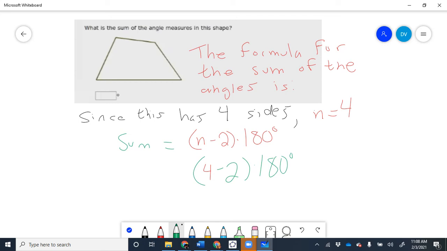Well, 4 minus 2, of course, is 2. So 2 times 180 degrees, and that's equal to 360. So our answer is 360.